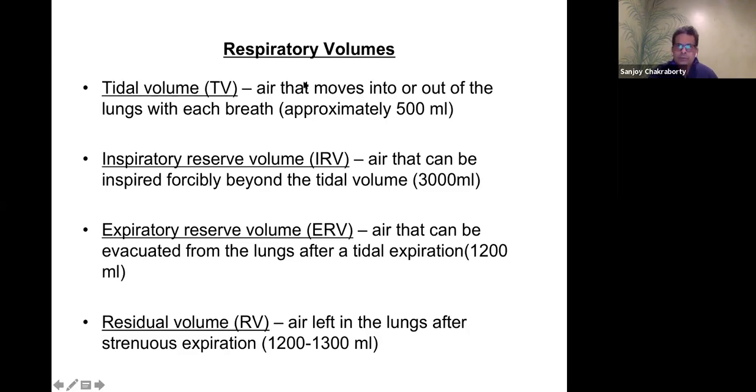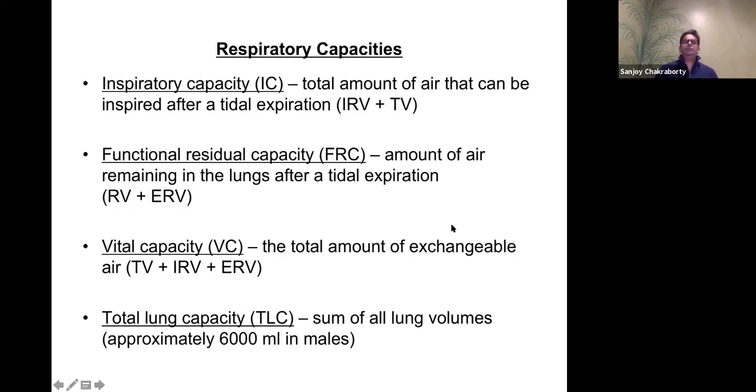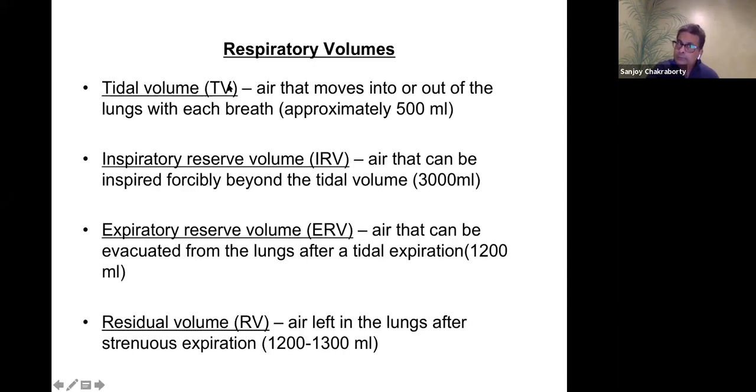Okay. Now, these are so-called volumes, and then we use the word capacity. Inspiratory capacity. So what does inspiratory capacity mean? It's the maximum amount of air one can inspire. That means that is your capacity. So remember, you're inspiring two things. One is normal, that is tidal volume, which you're doing all the time. And again, remember, if you want to, you can take more.